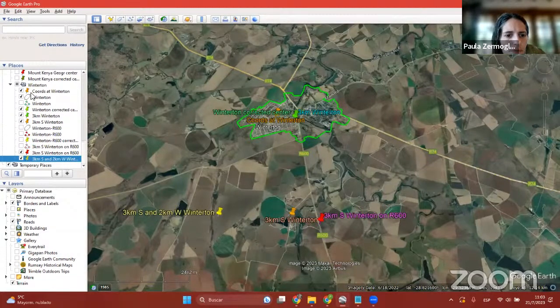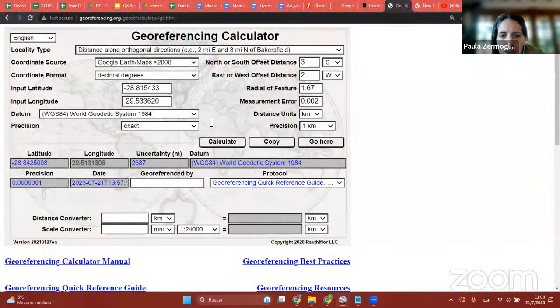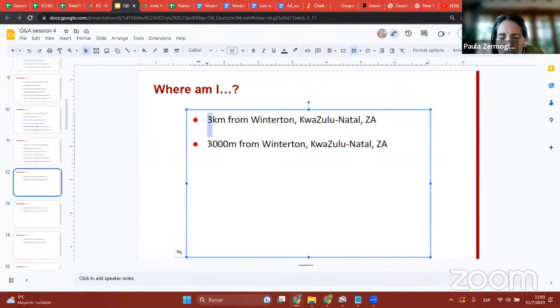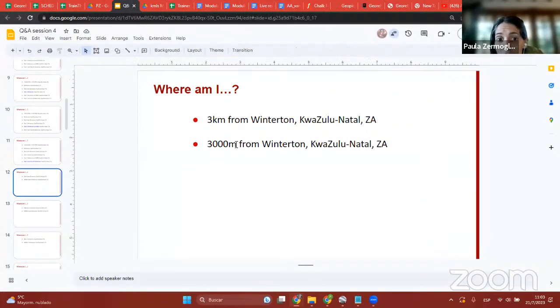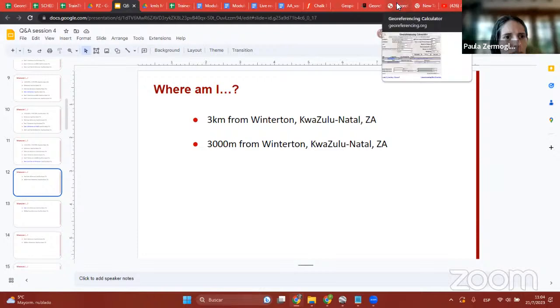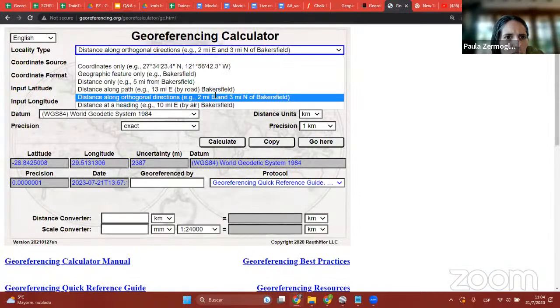Okay, I'll move to here. We have some other examples of what happens if instead of 3 kilometers, we had a location description that said 3,000 meters, which is clearly the same distance, but with another unit. So let's look at that. What do you think will happen if I have distance only?